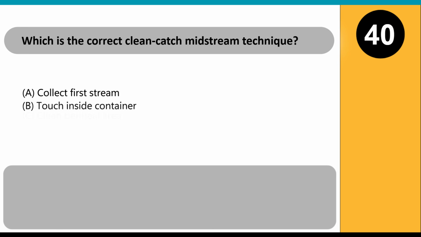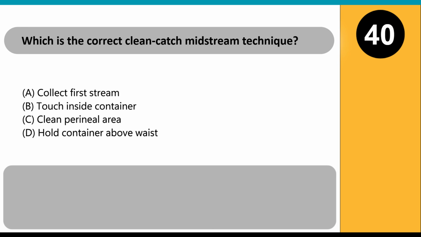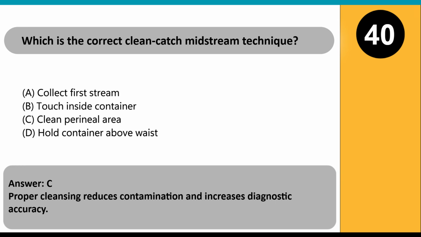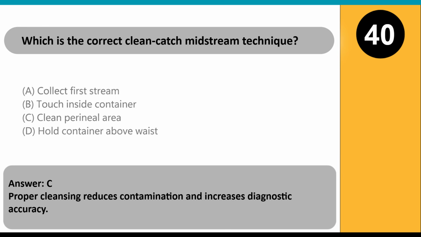Which is the correct clean catch midstream technique? A. Collect first stream. B. Touch inside container. C. Clean perineal area. D. Hold container above waist. Answer: C. Proper cleansing reduces contamination and increases diagnostic accuracy.